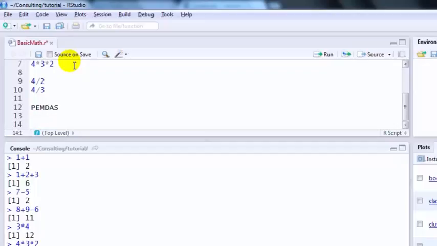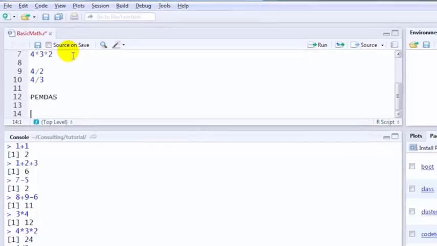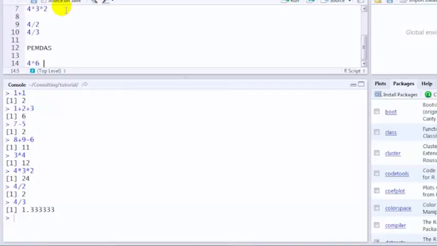So, for instance, putting in 4 times 6 plus 5 should yield 29. That's because R first multiplied 4 and 6, then took that result and added 5. That makes sense because multiplication comes before addition.